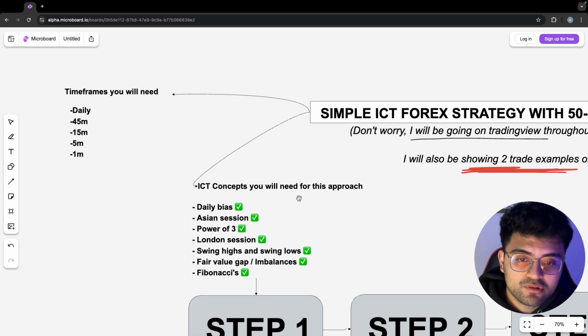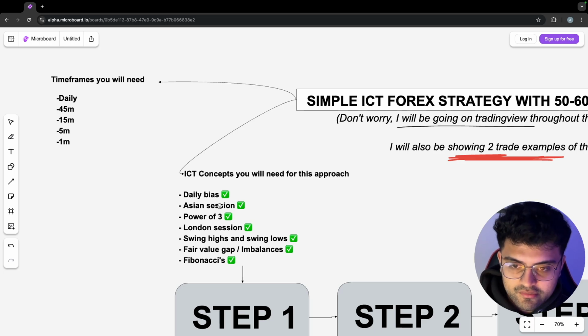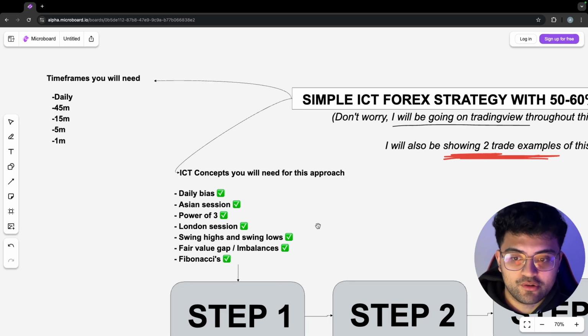Okay, now the ICT concepts you will need for this approach are the daily bias. Well, these aren't really all concepts. Some are just things like Asian session, but you get what I'm trying to say. Daily bias, Asian session, power of 3, London session, swing highs and swing lows. You should know how to identify swing highs and swing lows, but if you don't, we'll cover that in this video as well. Fair value gaps, imbalances, and basically just how to use the Fibonacci with the right settings and everything.